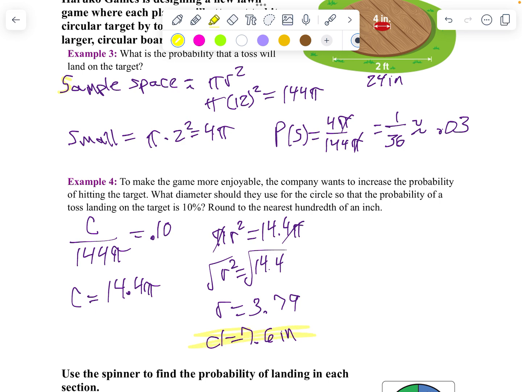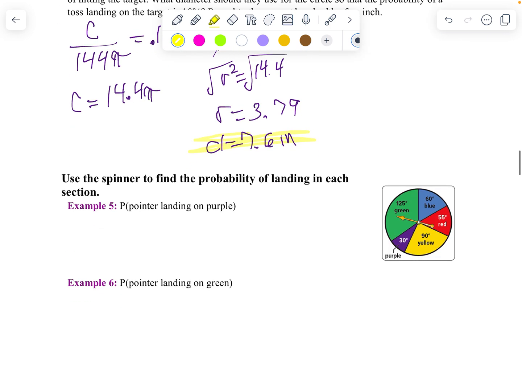Now, the third type of probability is probability dealing with angles. And we just look, in this case, at my circle graph, I know my sample space is 360 degrees. It might be a different angle depending on what kind of shape you have. Well, in this case, purple is 30 degrees. So 30 divided by 360, well, that's 1 over 12, which we're going to say is about 8.3%.